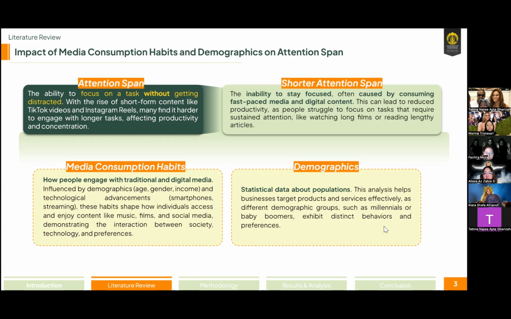And demographic is the statistical data about a population. This analysis helps businesses target products and services effectively, as different demographic groups such as millennials or baby boomers exhibit distinct behavior and preferences.